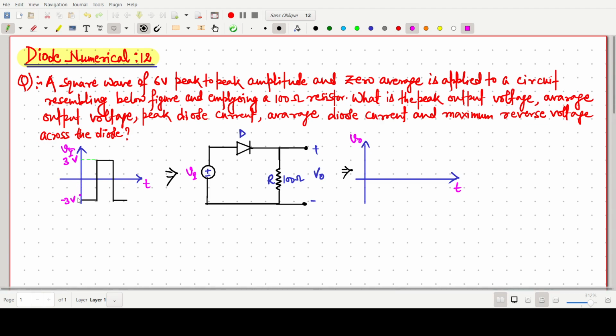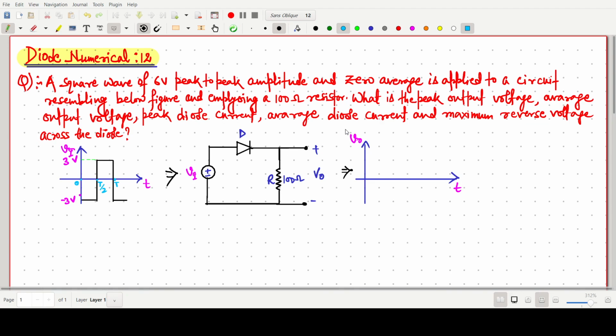So here this one is the waveform, minus 3 volt at the lower end and 3 volt at the peak, and this one is the square wave. We can say this point is T by 2, the waveform has a period T, and this point is 0 volt. There is a diode and a resistor. So this is a very simple half-wave rectifier, and this resistance is 100 ohm.